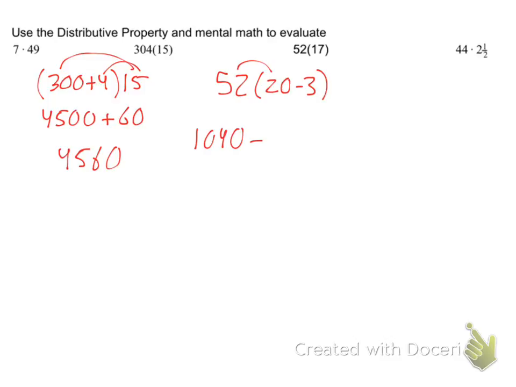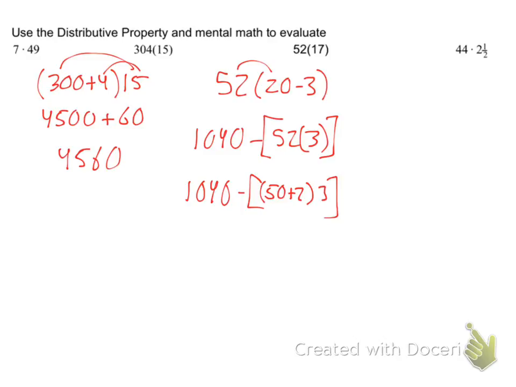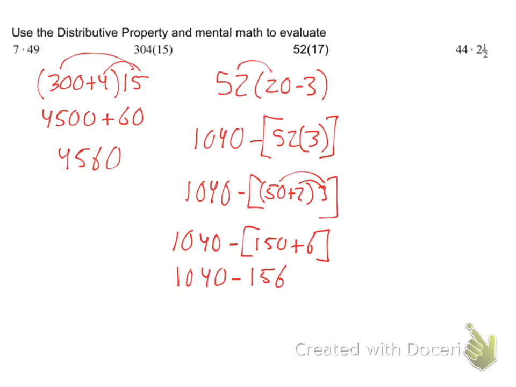Wait a minute. That almost in itself, watch, would be this, right? Now, if I wanted to do a little bit more work, I'm going to put a bracket around this so we know we're subtracting it. But couldn't that also be 50 plus 2 times 3? And couldn't I just distribute again? I think we could. So it'd be 1040 minus, what's 50 times 3? Plus? So it's 1040 minus 156. And I think you guys could handle that, right? It's 156. So 156 subtract using mental math, maybe using your paper.